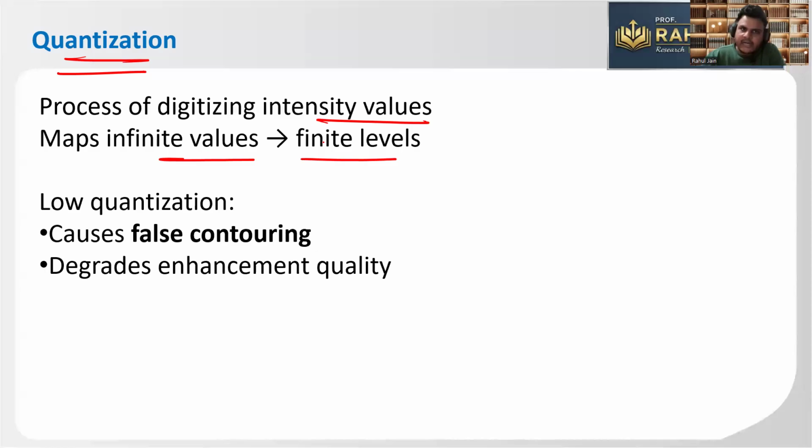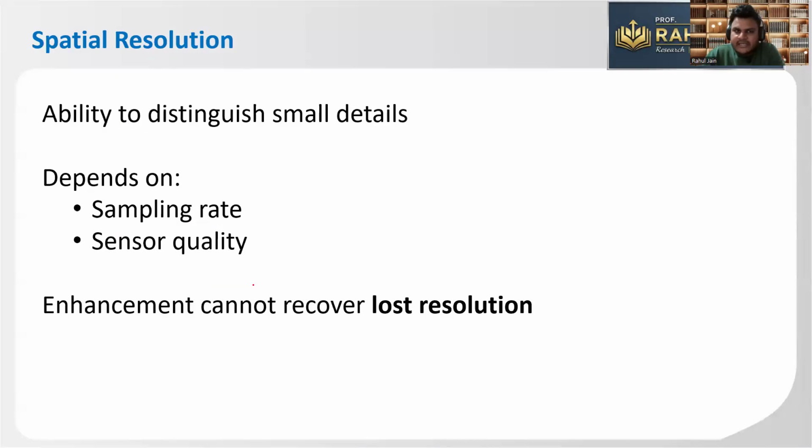We have already covered sampling and quantization in our previous lectures. For a more detailed and numerical point of view, you can go there, in the previous lectures of this series, and you will get the whole idea of sampling and quantization as well. I think in lecture 7 or 8 of computer vision we discussed it. Low quantization causes false contouring and degrades the enhancement quality as well.